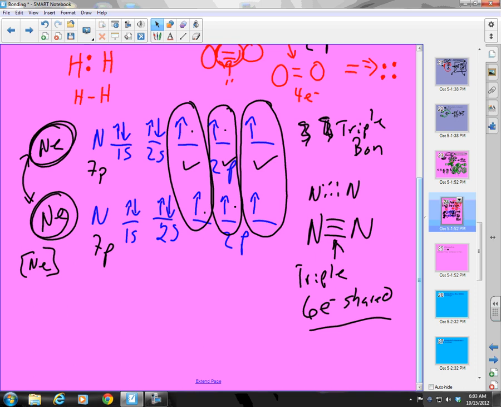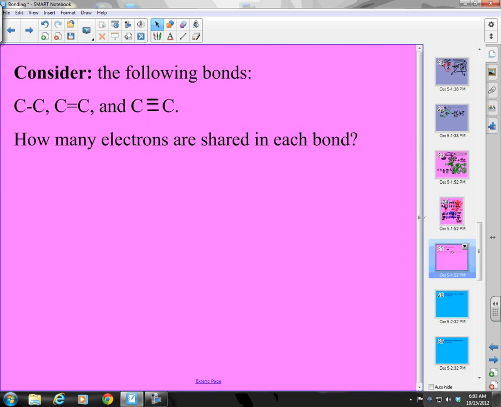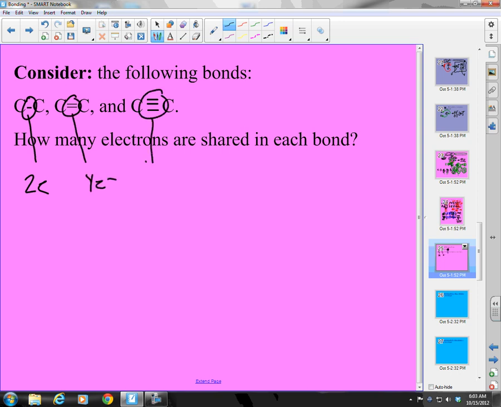Great. Okay, here we go. You guys figure this one out. Pause me, and when you have an answer, come back. Well, this is a piece of cake, right? How many electrons are shared in each bond? Well, that line means what? 2 electrons are shared. There's a double line here. That means what? 4 electrons are shared. And a triple line, that means what? 6 electrons are shared. So this is a single bond. This is a double bond. And this is a triple bond.